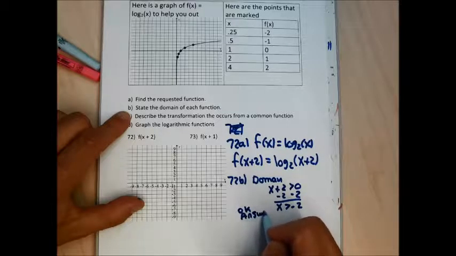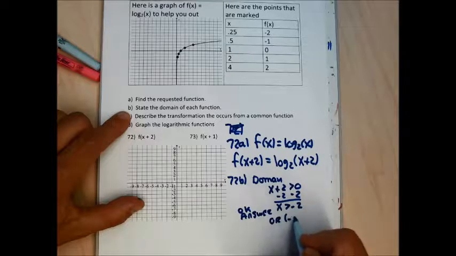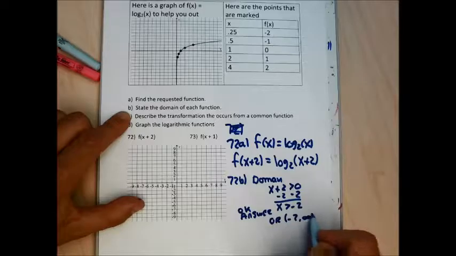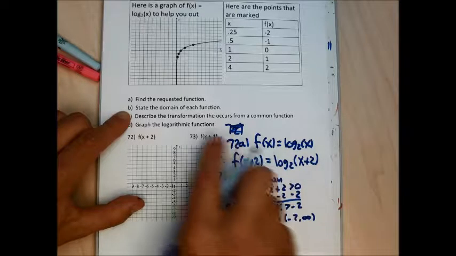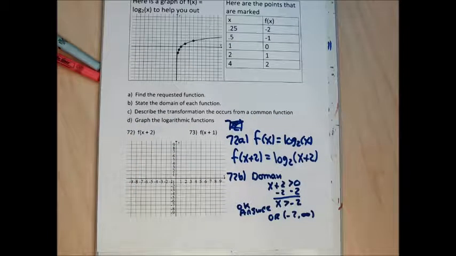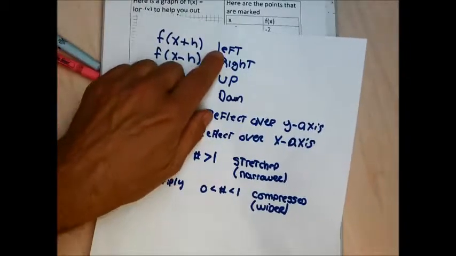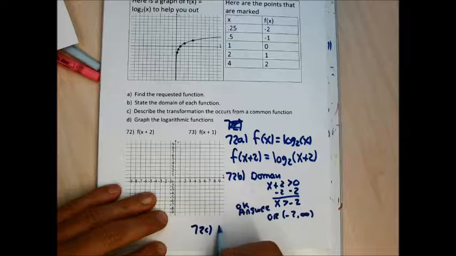The domain of this function is x is greater than negative 2. You could also write it's the interval from negative 2 to infinity. This graph, because it shifted left, the vertical asymptote is going to also shift to the left. So I want to describe the transformation, and we know that f of x plus 2 is going to move a graph to the left 2 units. So my transformation for part C is the graph is going to be shifted to the left 2 units.